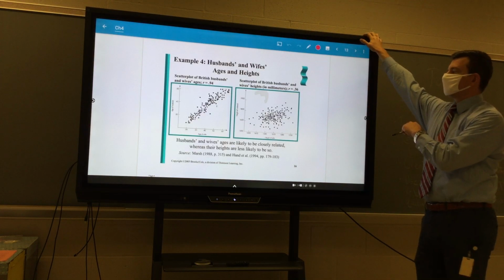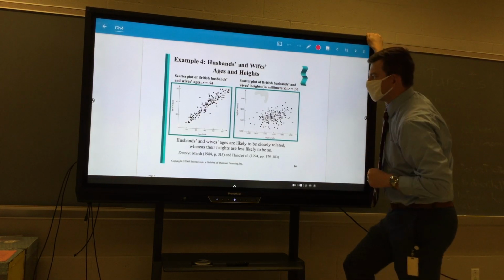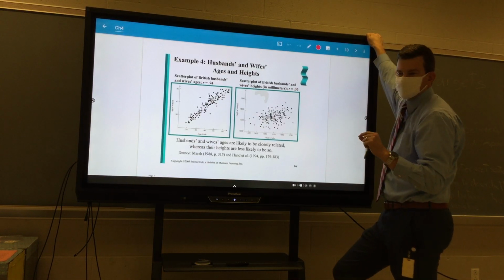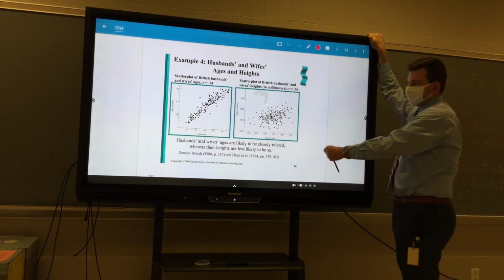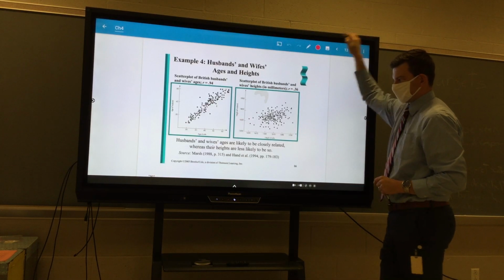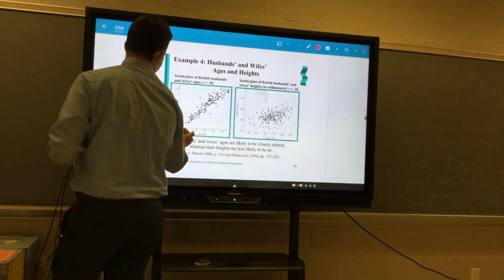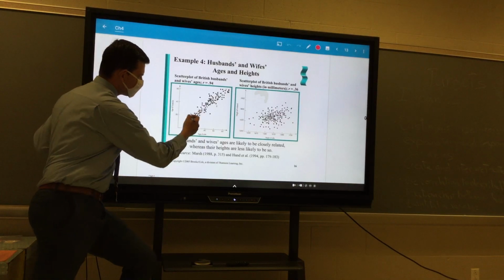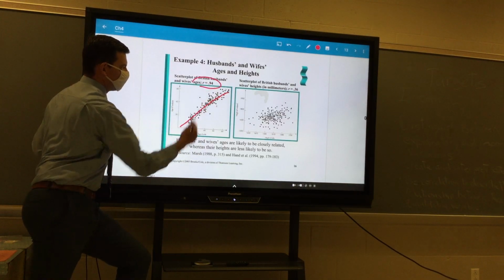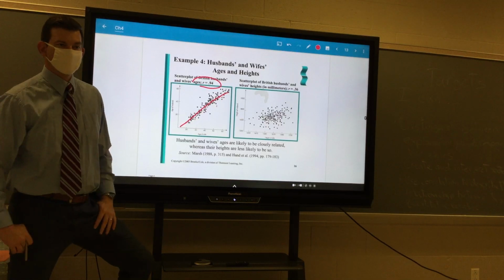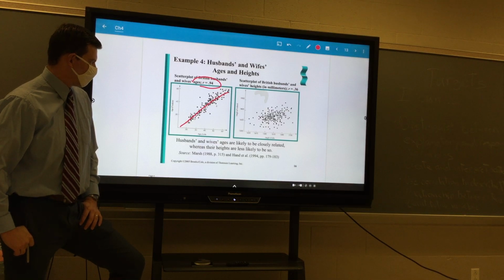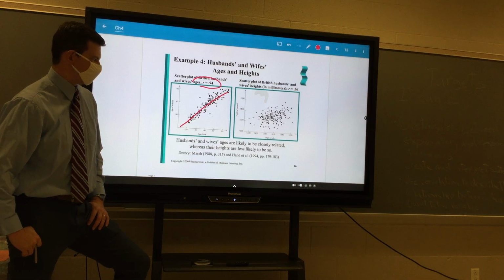Kind of answering our question we had before. This is two scatter plots here comparing the age of the wife and the age of the husband, and the height of the wife and the height of the husband. When we're talking about age, we have age of the wife on the x-axis, age of the husband on the y-axis. We see a pretty good model here, R value of 0.94. That's a pretty strong positive correlation. Obviously, there can be variation there, but all in all, the two do seem to be positively correlated.